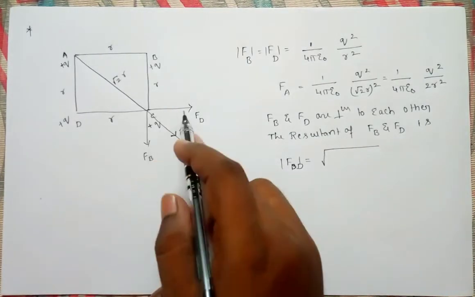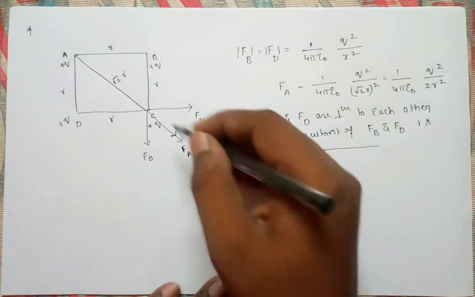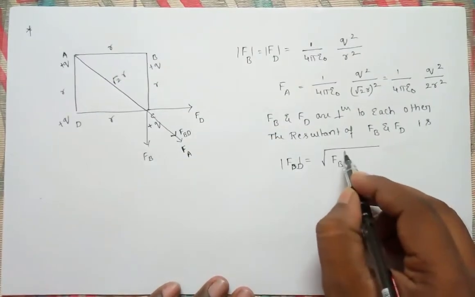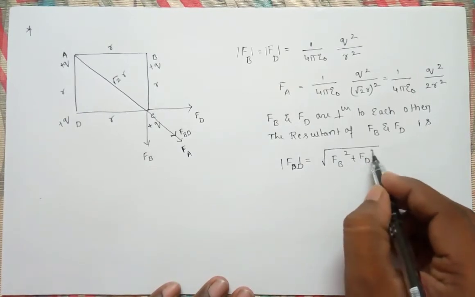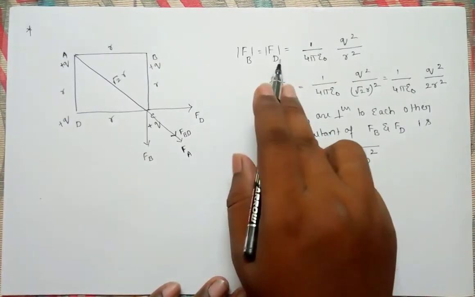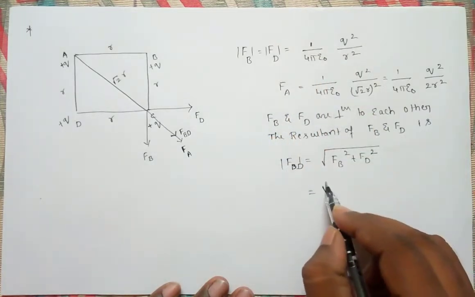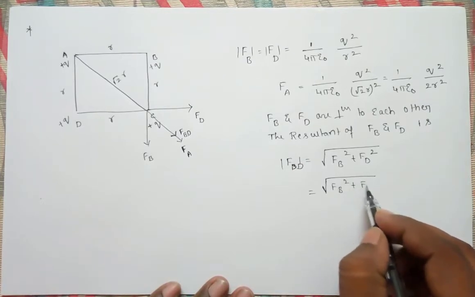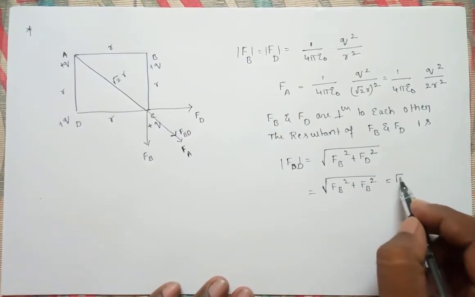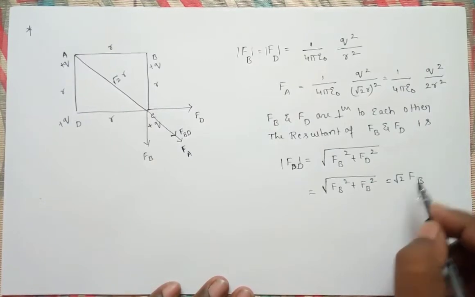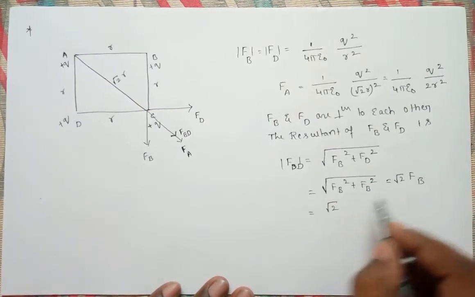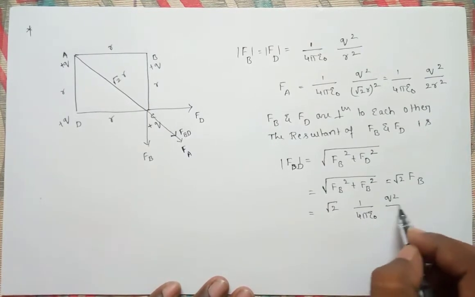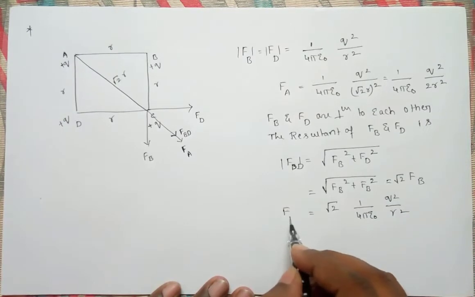In the same way, FB and FD are perpendicular to each other, the resultant is along the diagonal and its magnitude is under root of FB square plus FD square. Since FB and FD are both the same, you can write FB square plus FB square, then it will be root 2 FB. So root 2 into FB, that is root 2 into 1 upon 4 pi epsilon naught into Q square by R square. This is FBD.